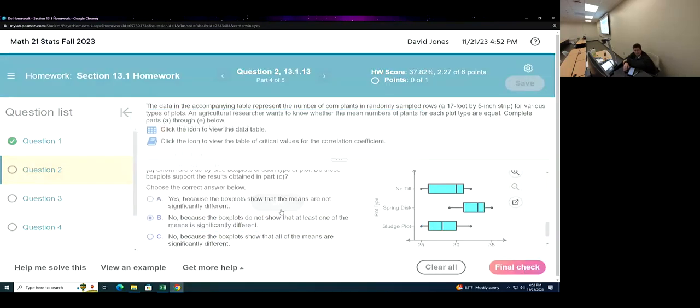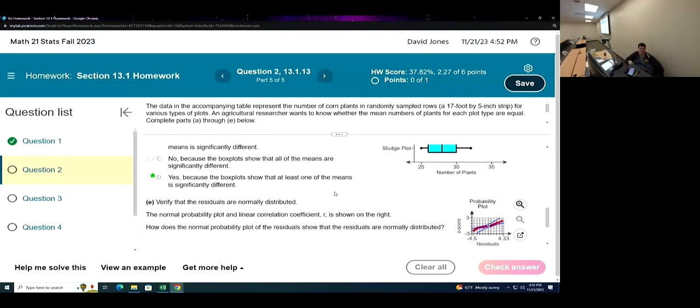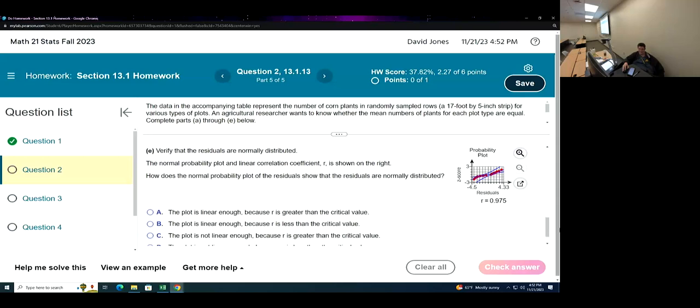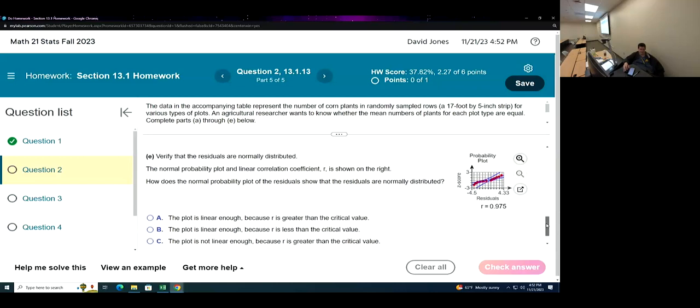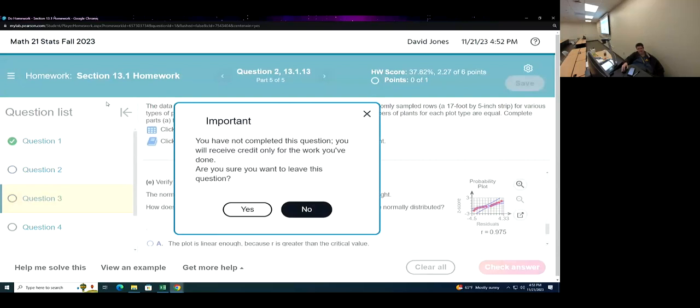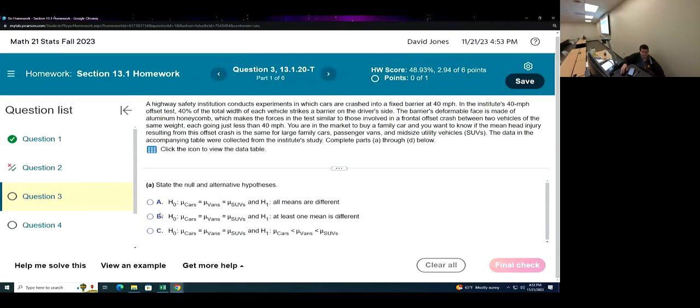Oh, there's a D? Could we show all the parts on the screen at once? I even scrolled down, it doesn't show everything. All right, number 2. This one just got a bunch of stuff we don't need. Is anything in chapter 13 any good? Did you just flat out screw us? All right, let's try 13, number 2. Question number 3. The means are equal and at least one mean is different would be B.